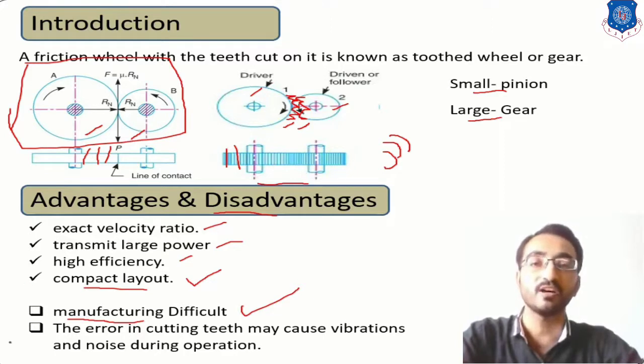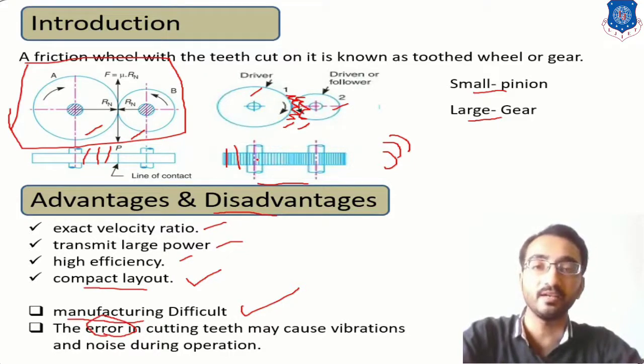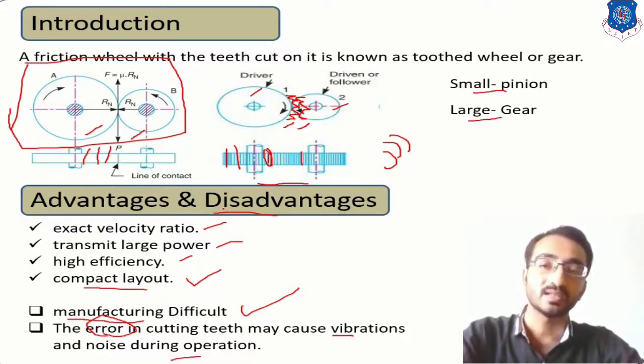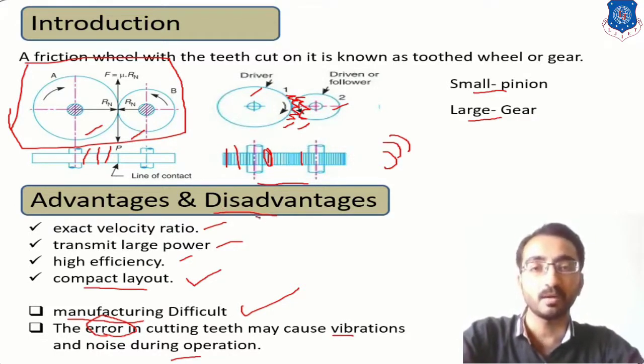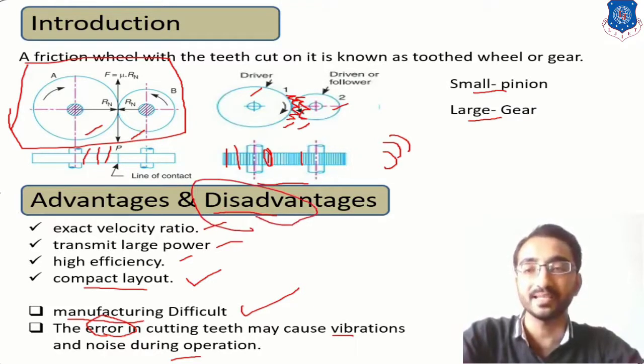The possibility of error is also large, because if any one tooth is not cut properly on the gear and does not mesh perfectly with the other gear, it may produce noise and vibration between them. So there are some disadvantages, but compared to those disadvantages, the advantages of gear are very large.